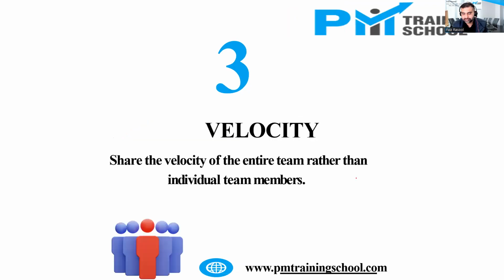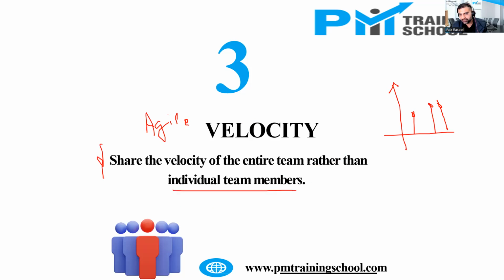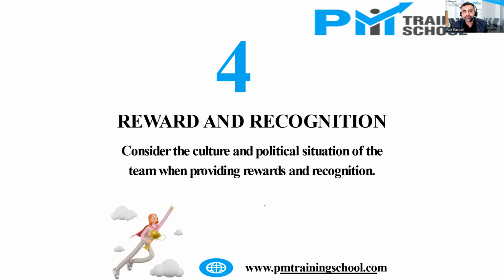Velocity. Basically, this concept is from Agile. This is used to measure the performance of an agile team. Velocity talks about how many story points or how many user stories a team has completed in one iteration. For the PMI exam, remember, you must not be measuring the velocity of an individual team member, but of the whole team. So velocity is about team velocity. It is not about team members' velocity.